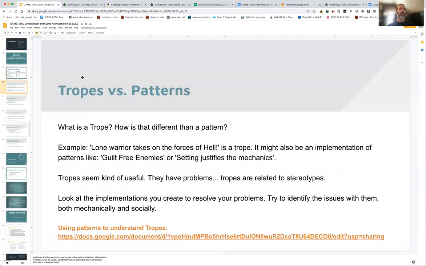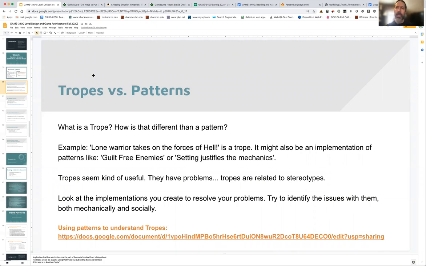All right, so tropes versus patterns. What is a trope? A trope is a repeated motif that we see in different kinds of media that compresses and conveys a significant set of knowledge because it's something that we're all familiar with. That sounds a lot like a pattern. So how is that different than a pattern?